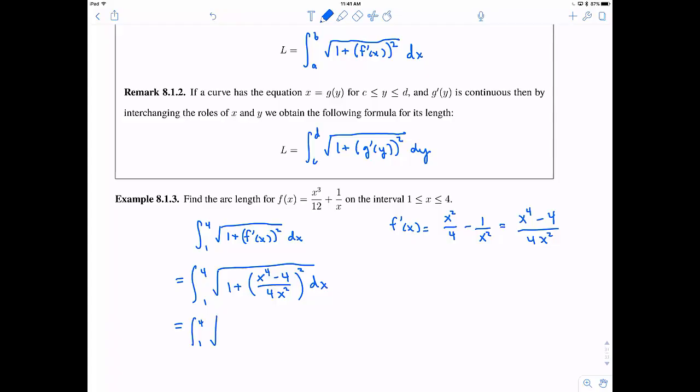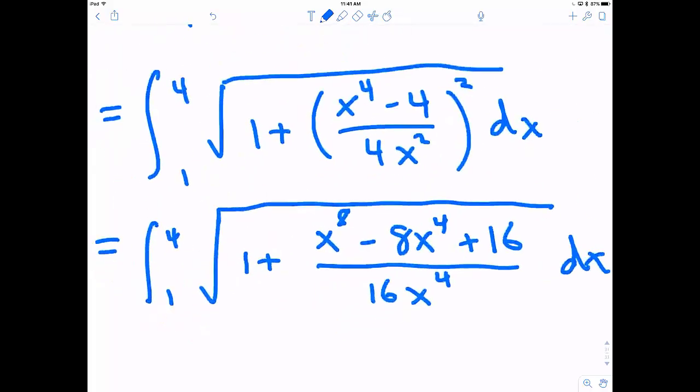So let me leave this 1 alone for the time being. Now the denominator is easy, but the numerator I have to actually FOIL out. So when I FOIL this all out, I get x to the 8th minus 8x to the 4th plus 16, divided by 16x to the 4th. Now let me actually cheat here. Instead of 1, let me get a common denominator. That 1 is going to be the same thing as 16x to the 4th divided by 16x to the 4th.